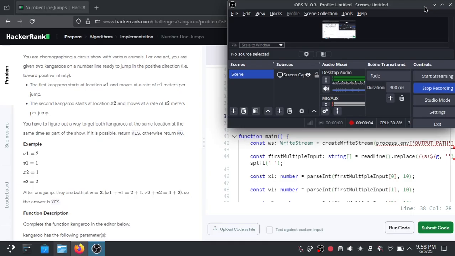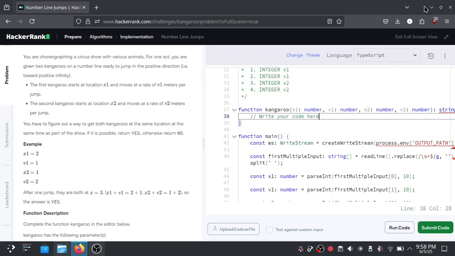Hello everyone, I'm Alfian and today we are going to solve the Hackerrank challenge for the algorithm preparation and then the implementation section called the number line jumps, or in other words the Kangaroo problem.